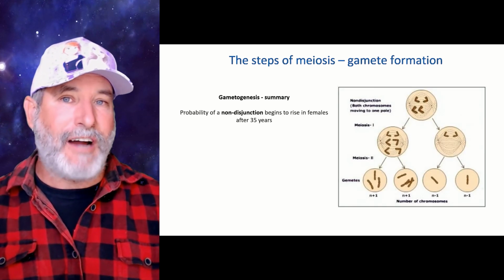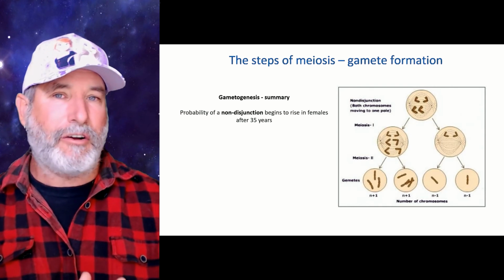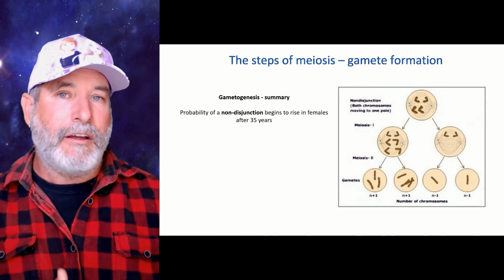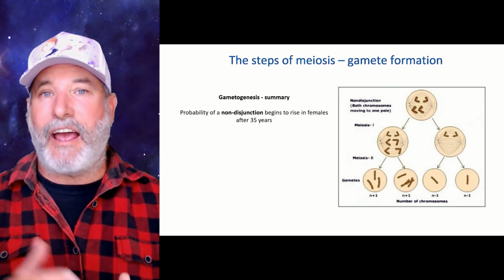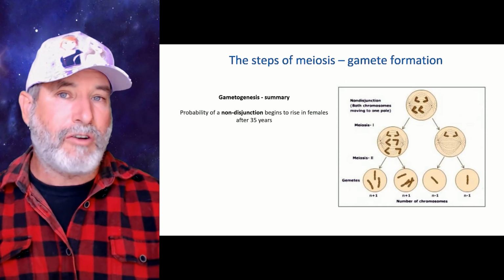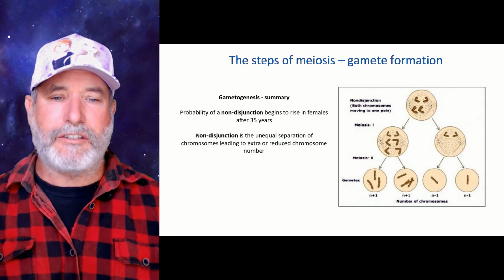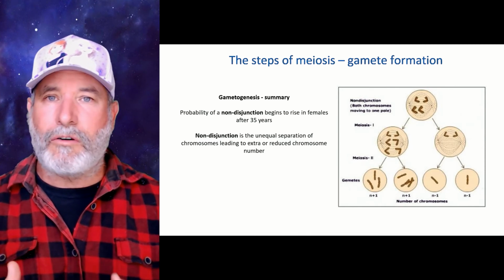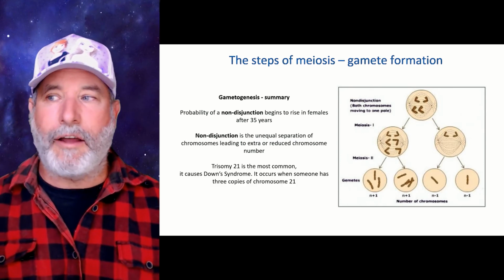One of them is called a nondisjunction. Now, that's a fancy way of saying that you don't separate your chromosomes equally during meiosis. See, if you actually produce a gamete that has extra chromosomes or too few chromosomes, that's called a nondisjunction. And one of the most famous ones of this unequal separation of chromosomes, of course, is trisomy 21.